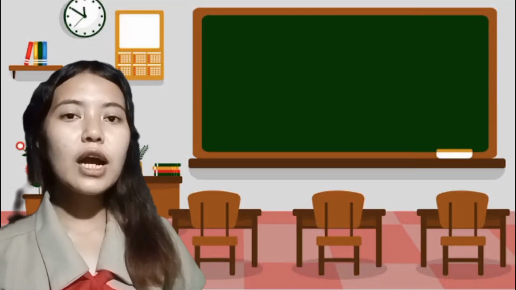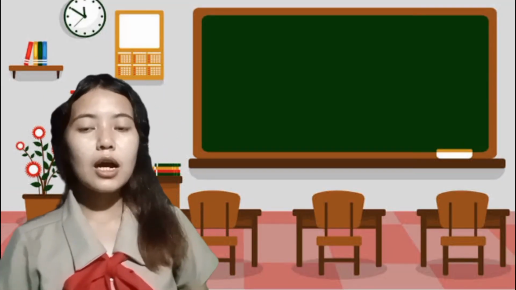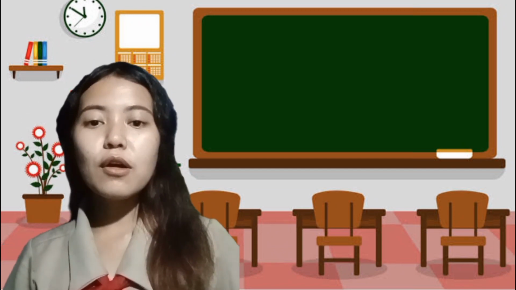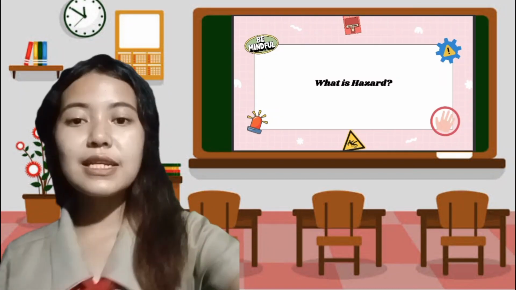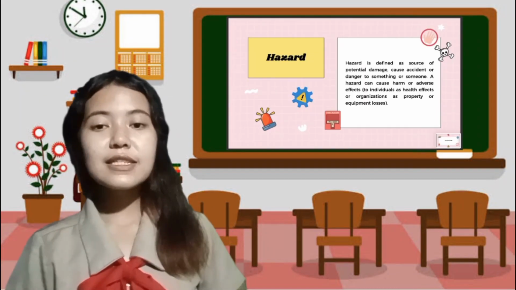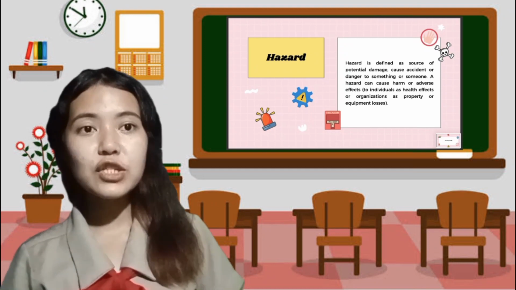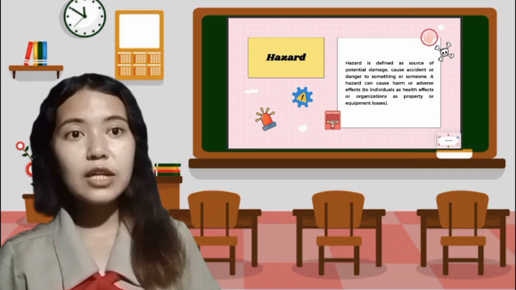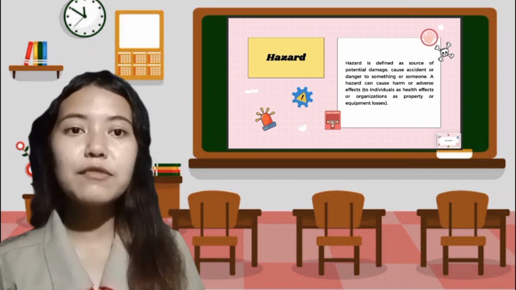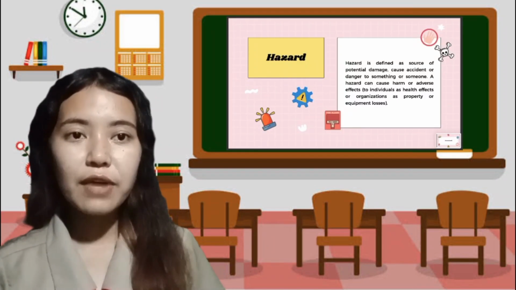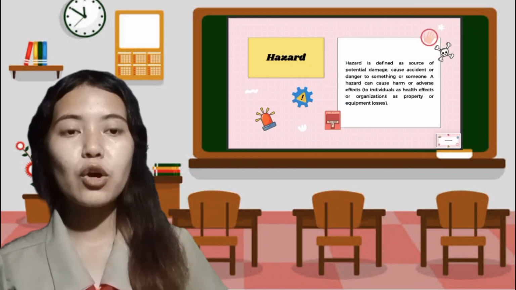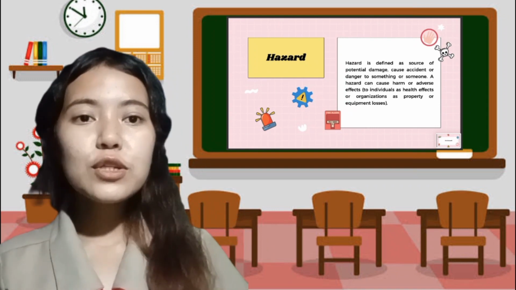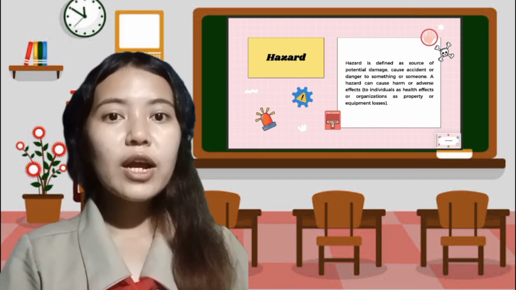So now that you have basic knowledge about hazard and risk, let us now move on to the lesson proper. So first, let us define what is hazard. So hazard is defined as a source of potential damage, cause accident or danger to something or someone. So a hazard can cause harm or adverse effect to individuals as health effects or organization as property or equipment loss.